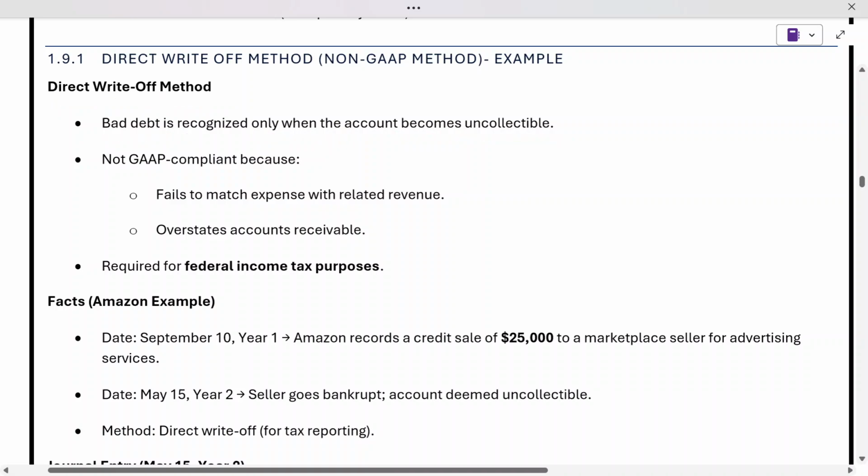Now, it is non-GAAP compliant. Why? Because it fails to match expenses with related revenue. Generally this method doesn't match with the matching concept we use in accounting principles, and here it overstates the accounts receivable as well.